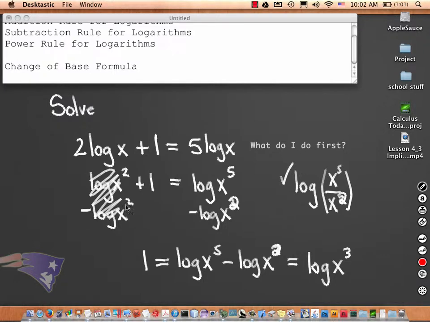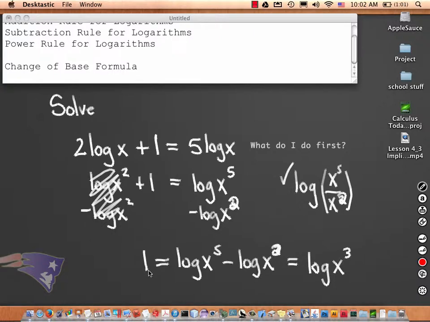I subtracted log x squared over here. Now I'm using my subtraction rule. So this becomes the log of x to the 5th over x squared. Oh, okay. But what is x to the 5th over x squared? It's x cubed. What happened to the 1? It's over here on the equation.